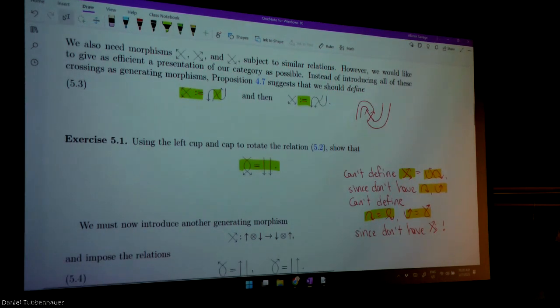So what we're going to do in our approach, and this is where I'll stop, is we're going to introduce this right crossing. And then we'll impose some more relations, and we'll see that this is all of the generating morphisms we need, and we're just going to need a couple more relations, and that will be it, and that'll be the oriented Brauer category. But I'll continue that next time.